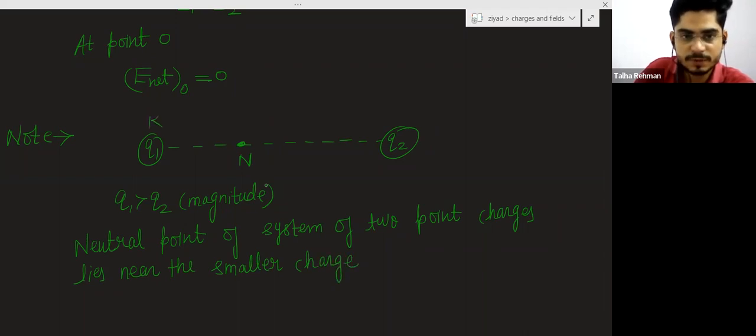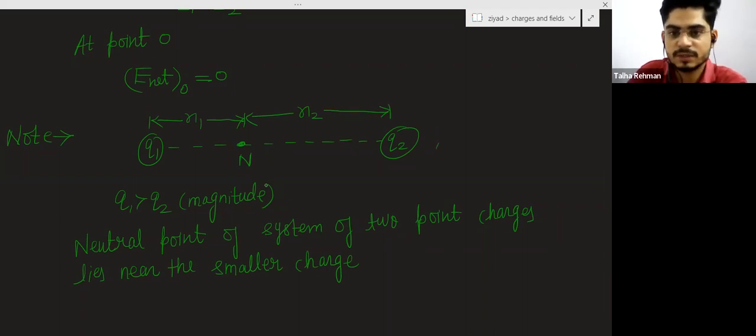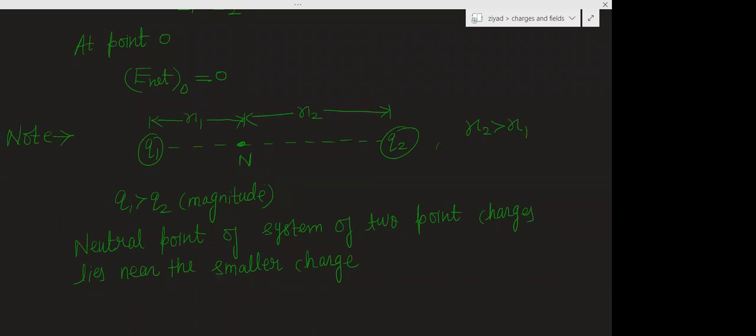Suppose the distance between the neutral point and this charge Q1 is x1, and this distance is x2. So when you calculate the distance, always distance x2 is greater than distance x1.